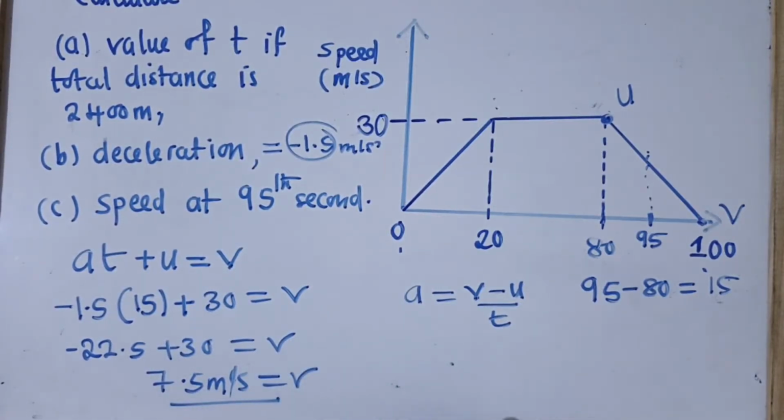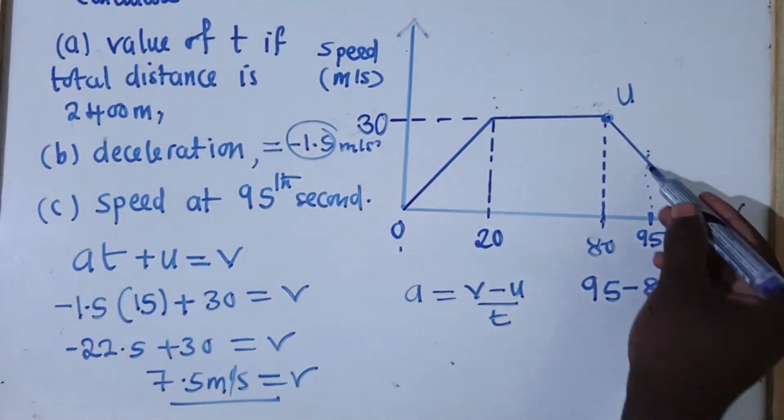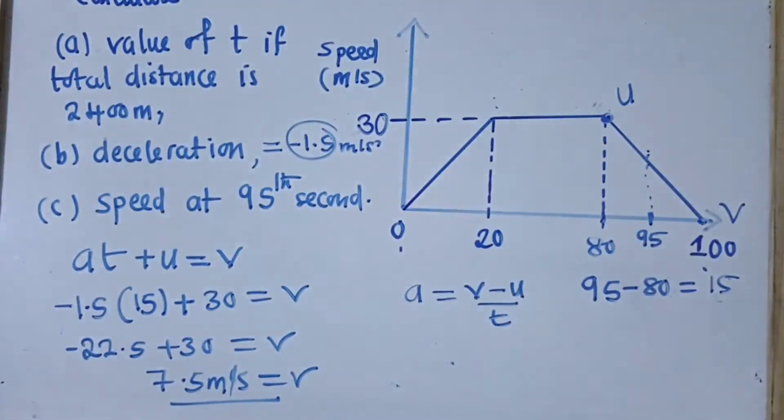So this is a speed. We found a speed here. As it is dropping here, the speed is 7.5 meters per second. Is that clear now? Is it clear? About the speed, is it clear? Let me know if it's clear.